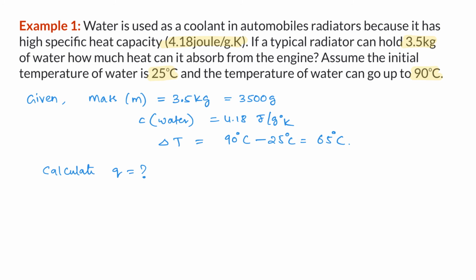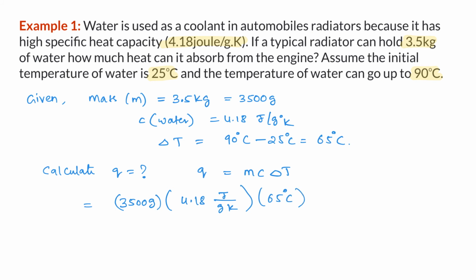We can use the formula Q equals mc delta T, where Q is heat lost or gained, m is mass, small c is the specific heat capacity, and delta T is temperature difference. Let us plug in all the values. We have 3500 grams of water. Specific heat is 4.18 joule per gram per Kelvin. And temperature change is 65 degrees Celsius.